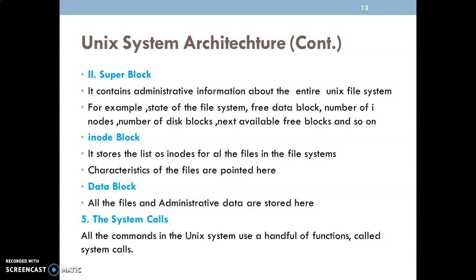Next, there is one more concept called system calls. All the commands in the Unix system use a handful of functions. That concept is what we call system calls here.